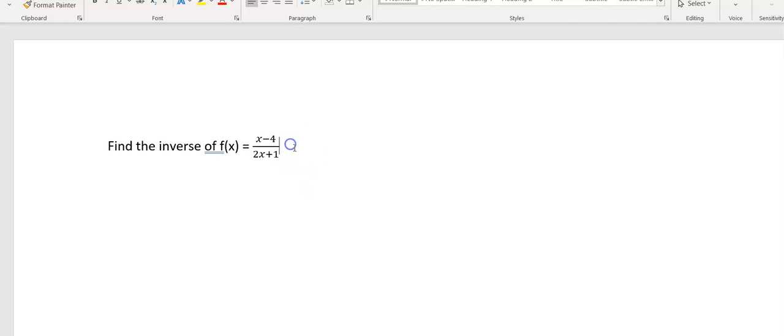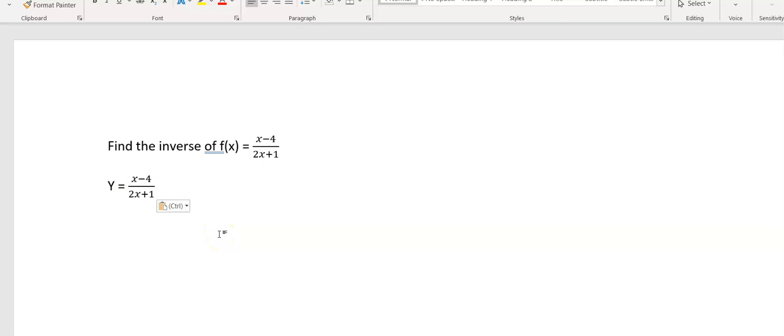Now let's remember our process of finding an inverse. And if you haven't watched the 150 videos, probably you want to look at those first, just to look at the easier ones first. But if we want to find the inverse of this fractional function, the first thing we're going to do is change our f of x into y. So I'll just copy and paste this part so I don't have to keep rewriting it.